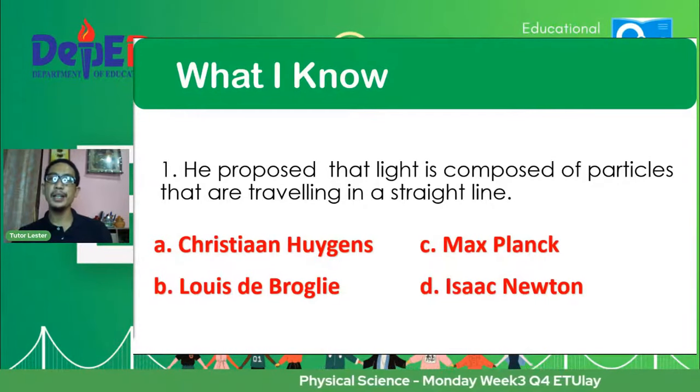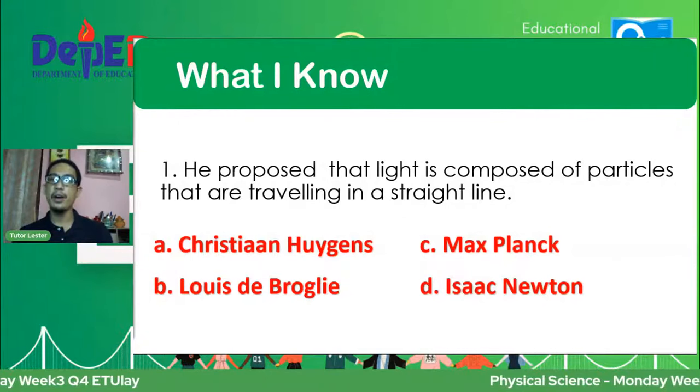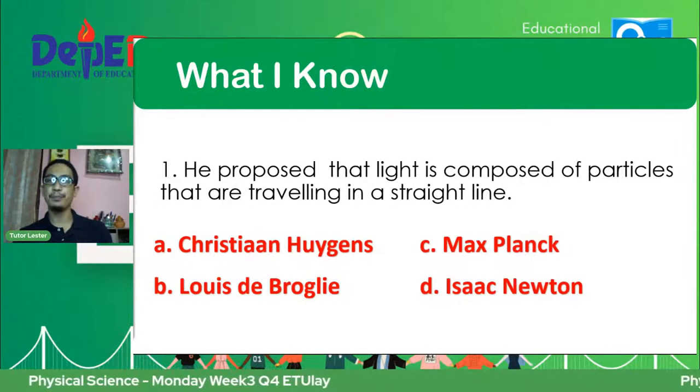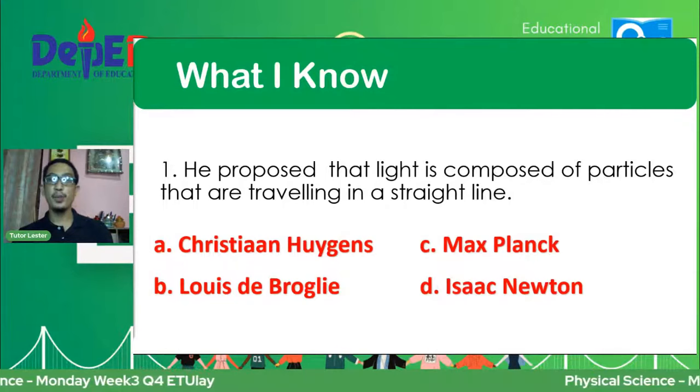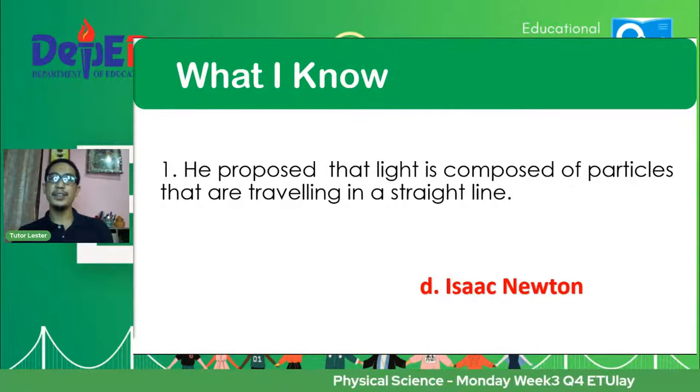He proposed that light is composed of particles that are traveling in a straight line. A. Christian Huygens. B. Louis de Broglie. C. Max Planck. D. Isaac Newton. Tamang sagot po ay D. Isaac Newton.